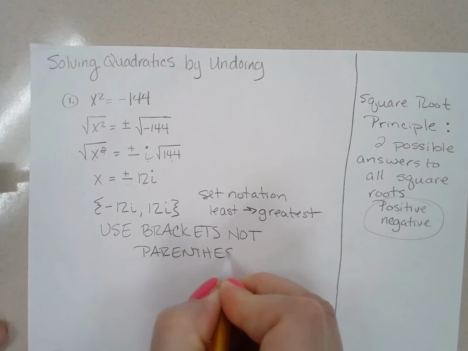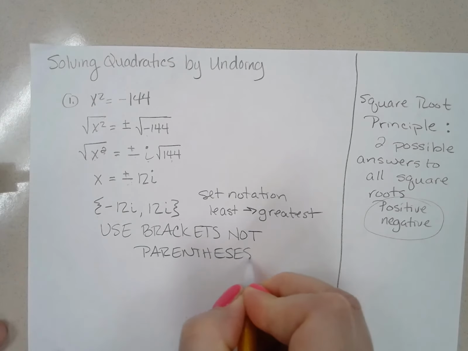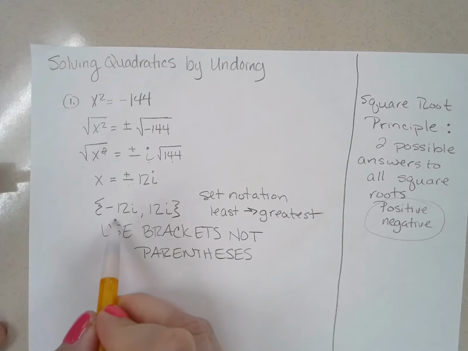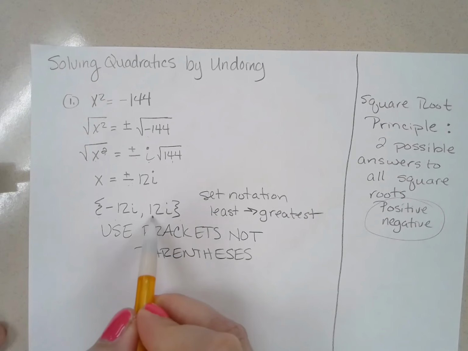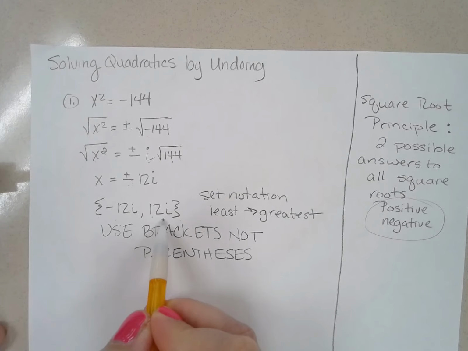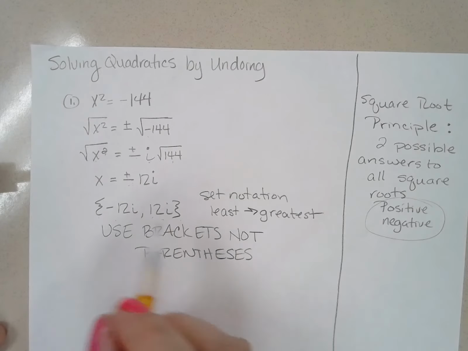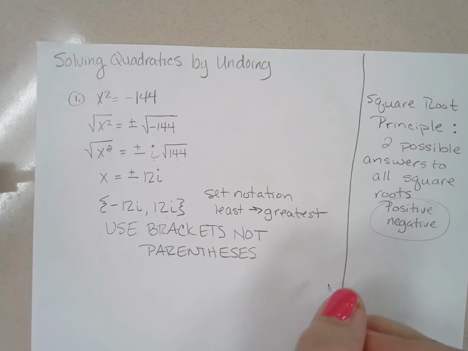Because parentheses indicate an ordered pair. And this isn't an ordered pair. This is negative 12i on the x-axis, positive 12i on the x-axis. So you have to have brackets because otherwise you're giving me an ordered pair.